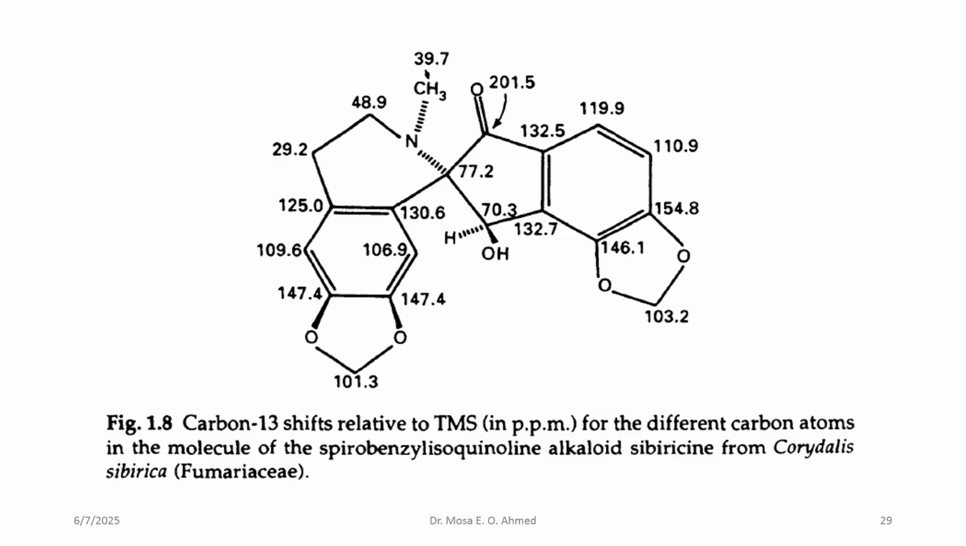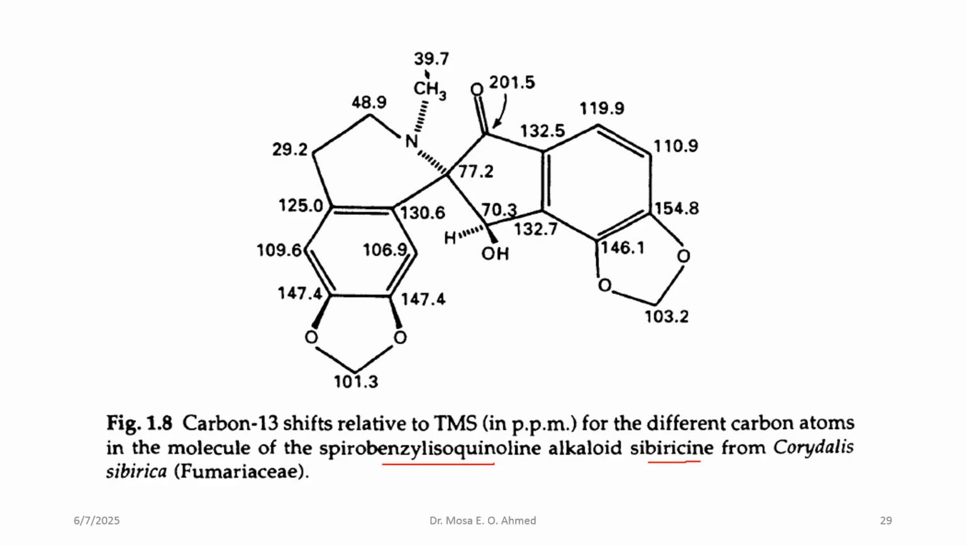In this slide, there is an example of an alkaloid showing its carbon-13 NMR with TMS as internal standard. The compound is known as cyberine. It is a benzylisoquinoline alkaloid belonging to the family Fumariaceae, and here we see the chemical shifts for its carbon-13 NMR.